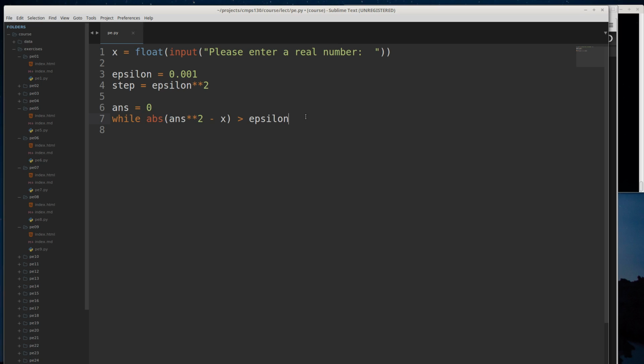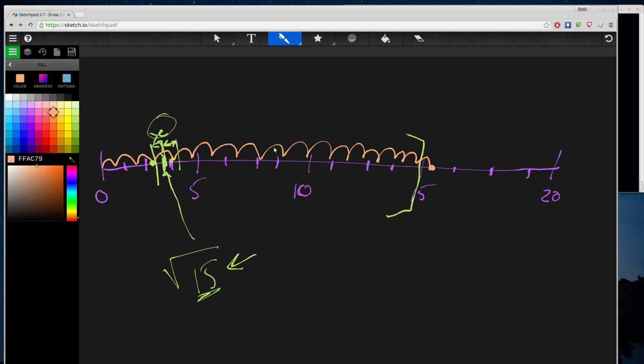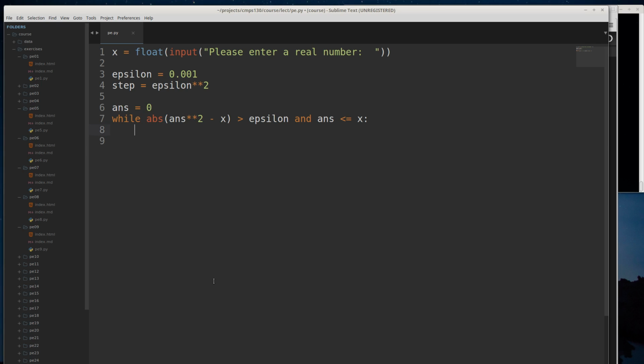But I have a second condition. I also want to keep going as long as the answer is less than or equal to x. If the answer becomes greater than x, then that's the situation where I missed the actual square root and I eventually cross over x. So that's kind of like my boundary condition. Once I test a value that's past x, I know that I can't find it. And it's not that the square root of 15 doesn't exist. It means basically my step was too small. So while both of those conditions are true, I'm going to increment by the step.